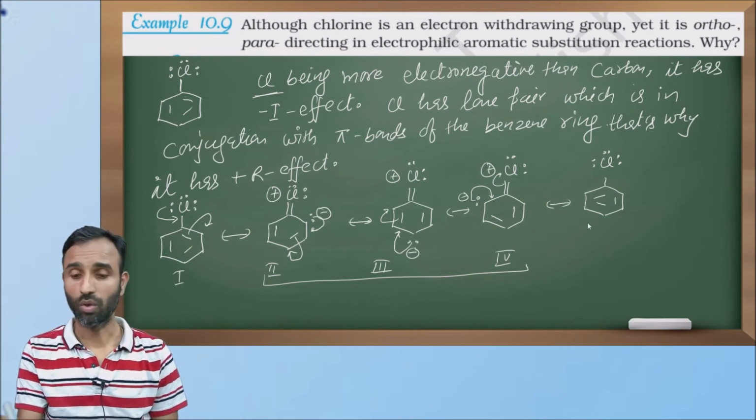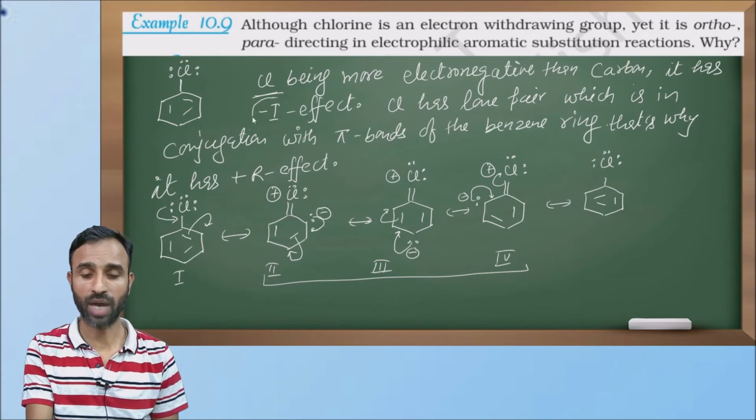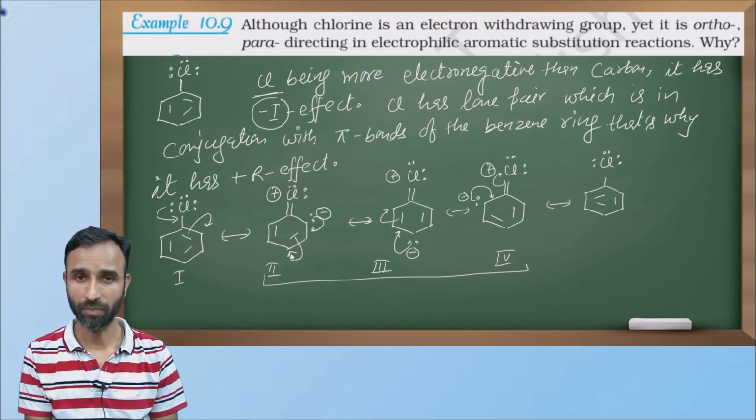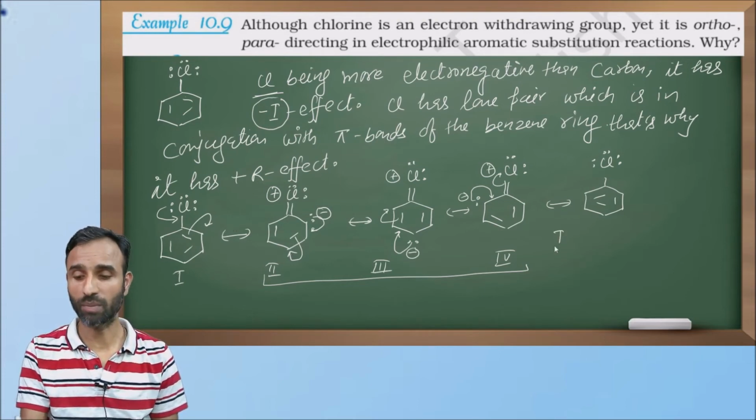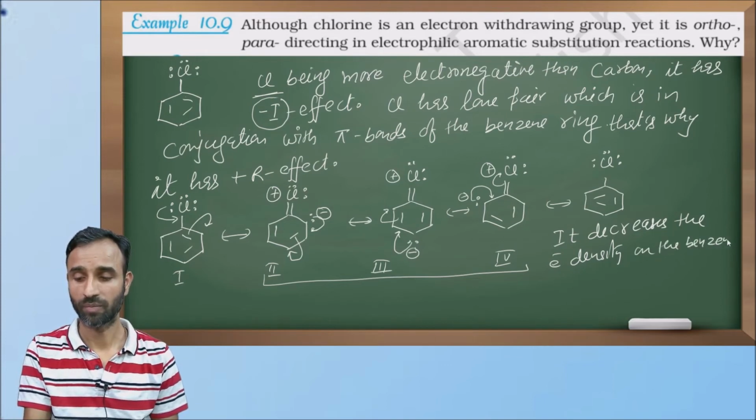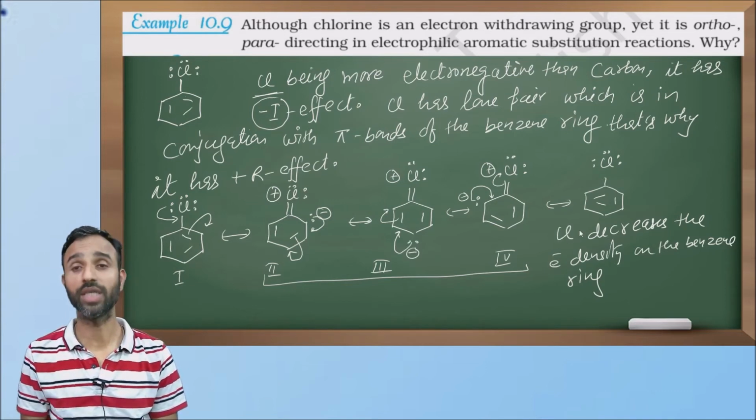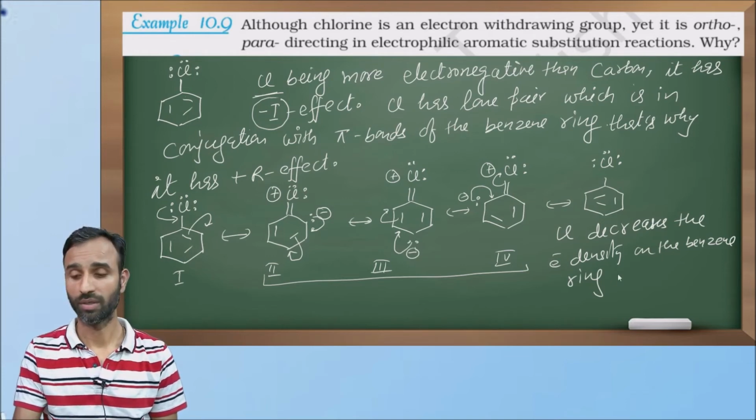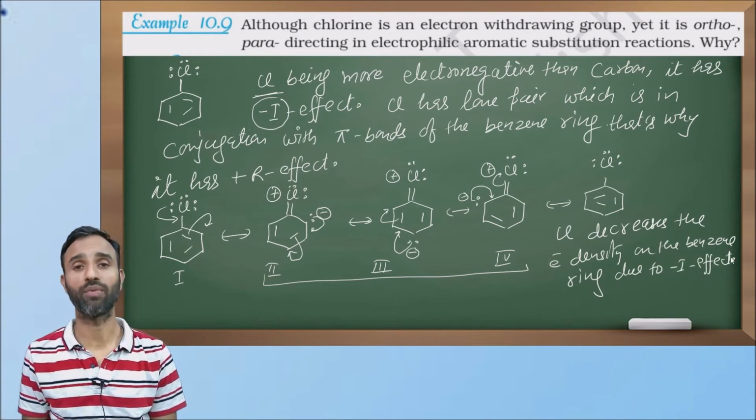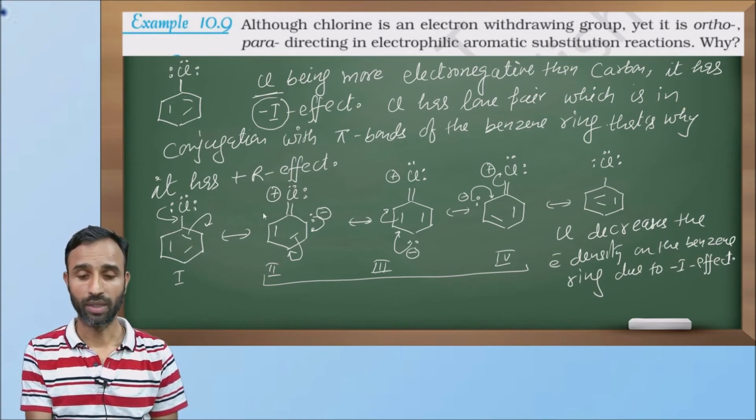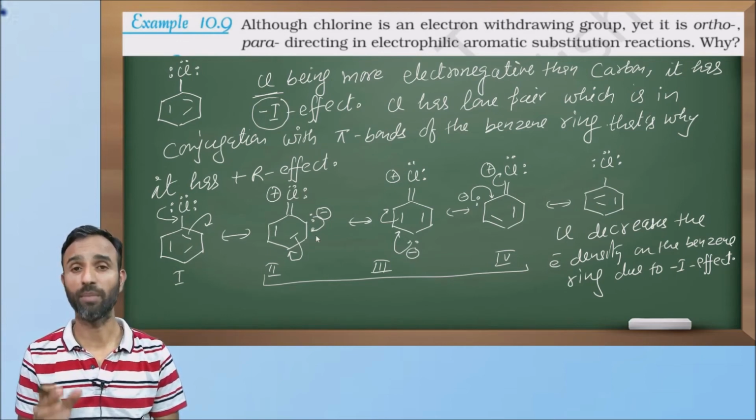the same time, chlorine being more electronegative than carbon, it withdraws electrons from the benzene ring, and that's why it decreases the electron density on the benzene ring. It means chlorine decreases the electron density on the benzene ring due to minus I effect, and that's why it has less electron density than the benzene itself.